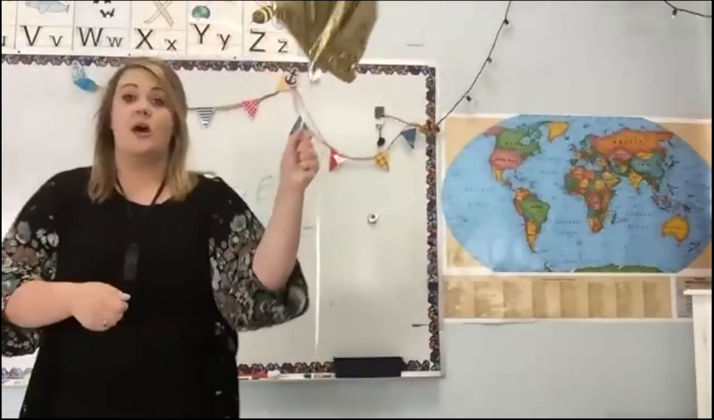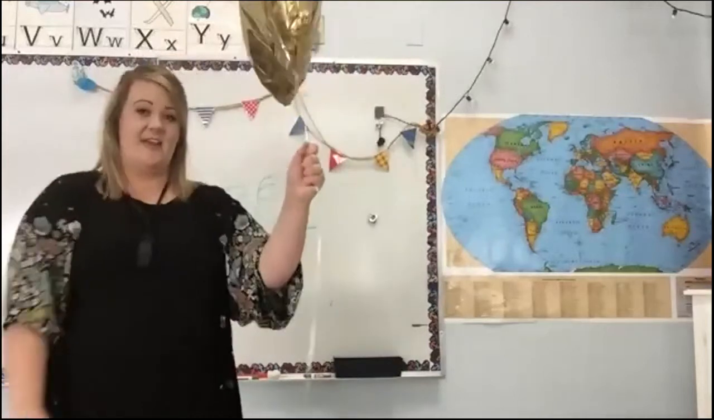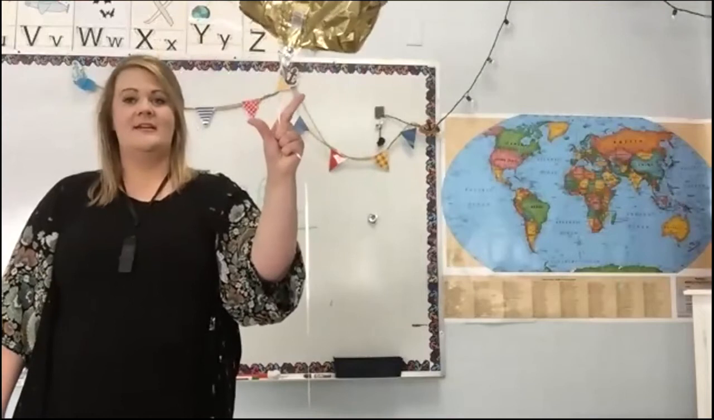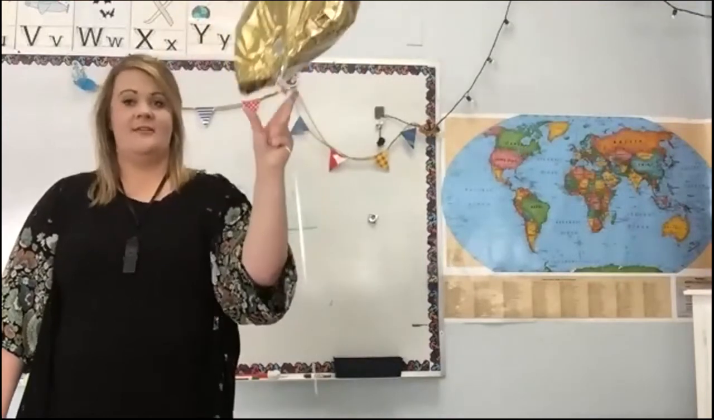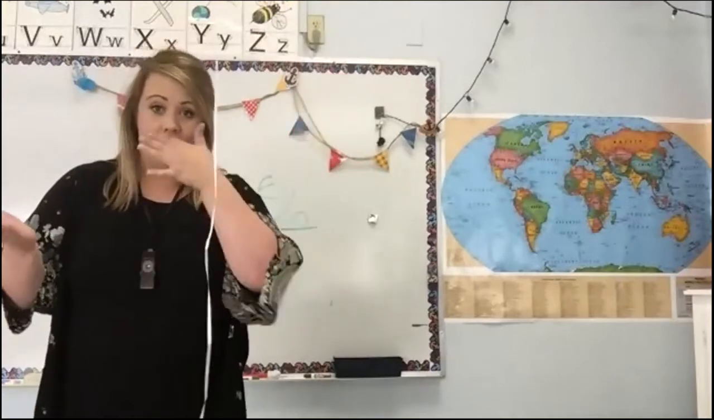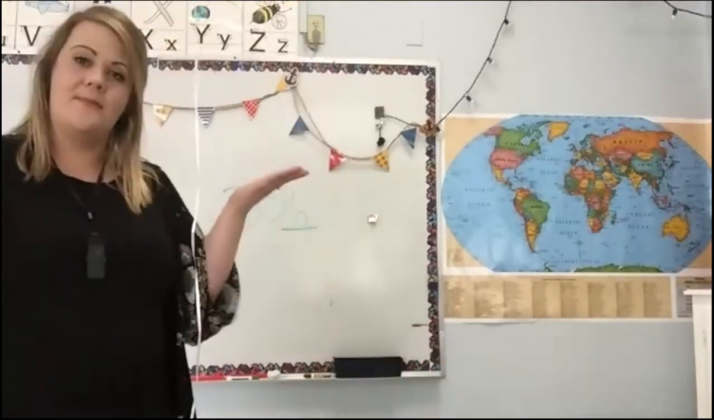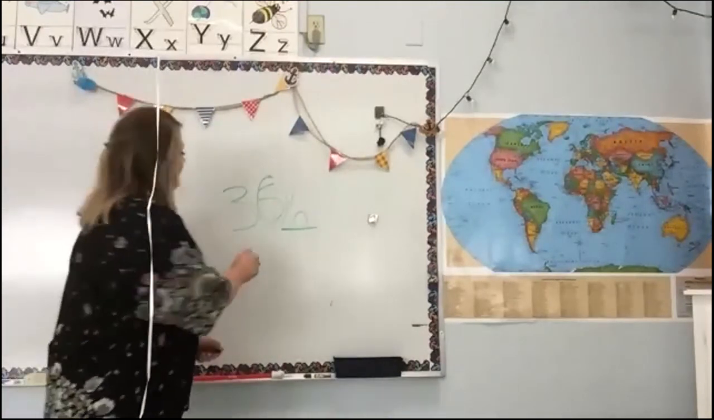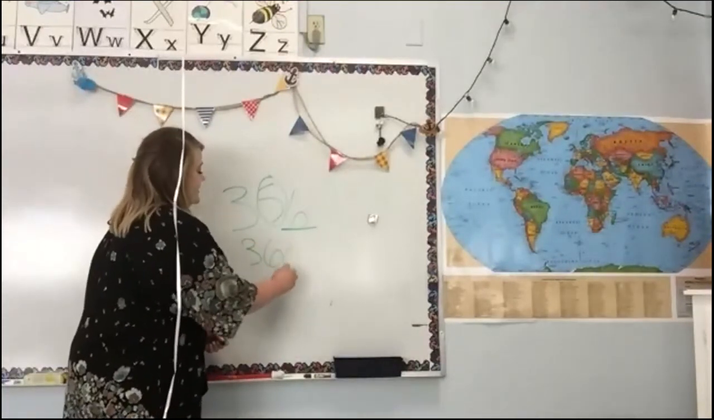All right. So we're going to release 6 fingers, starting with your thumb. That's going to be the first one we release. 1, 2, 3, 4, 5. Up. Our balloon went up. It is going to round up. So 356 is actually going to be rounding up to 360.